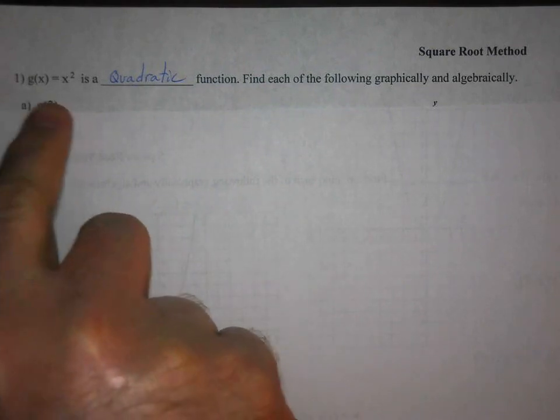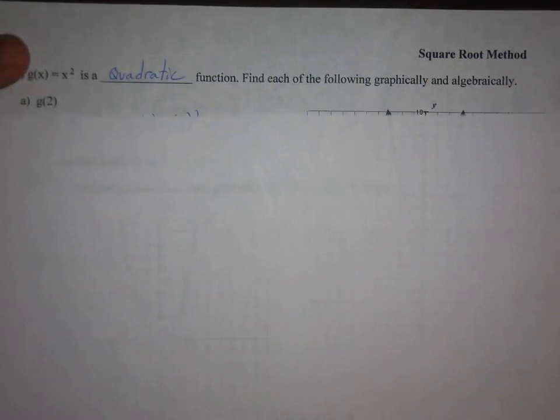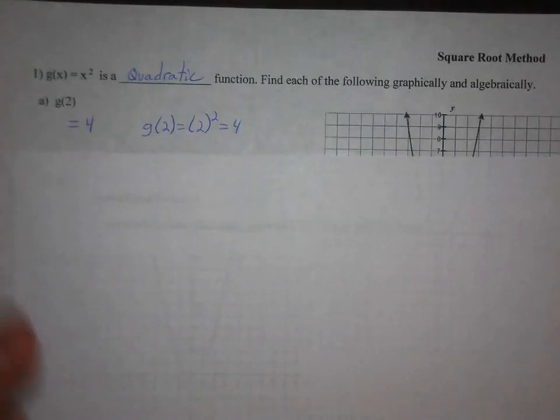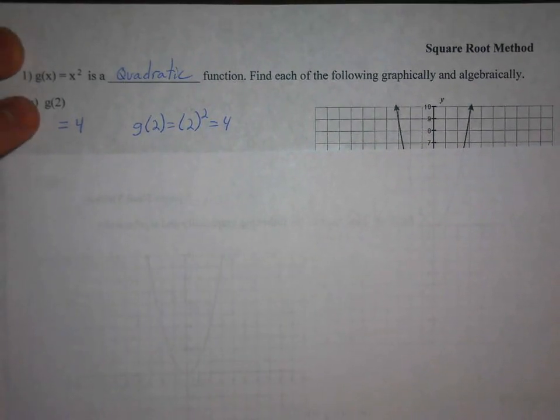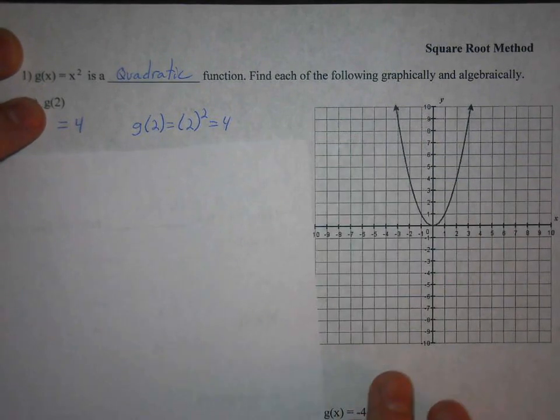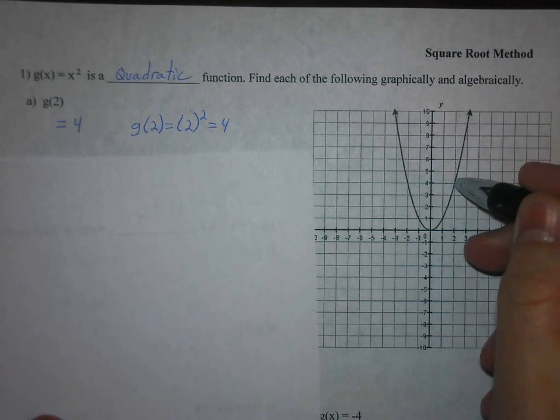So g of 2. Remember that all that means is that 2 is your x value. So if you were to find g of 2, that's just 2 squared, which is 4. So that is the algebraic way. Graphically, when you look at the graph here, when x equals 2, the y value is up here at 4.